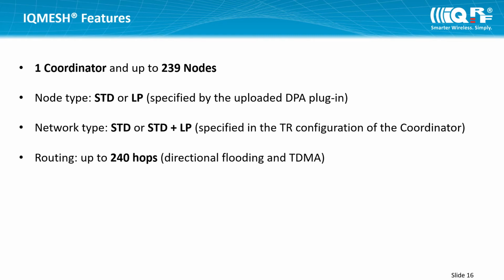The routing is based on optimized directional flooding and TDMA. And because every node can also work as a router in the background, the network supports up to 240 hops for a packet.